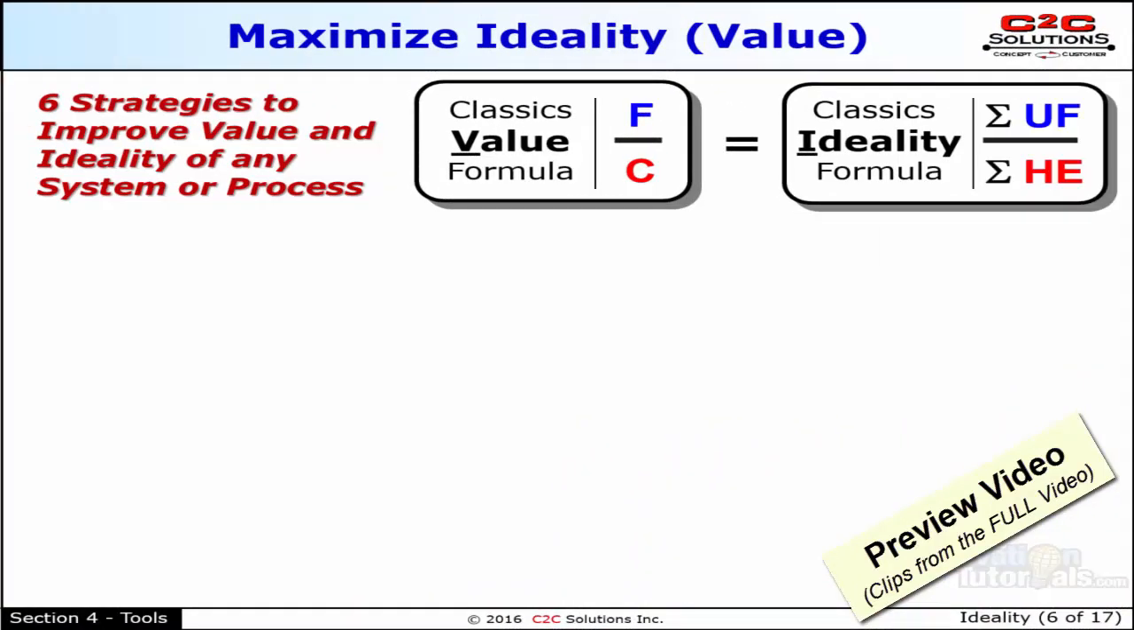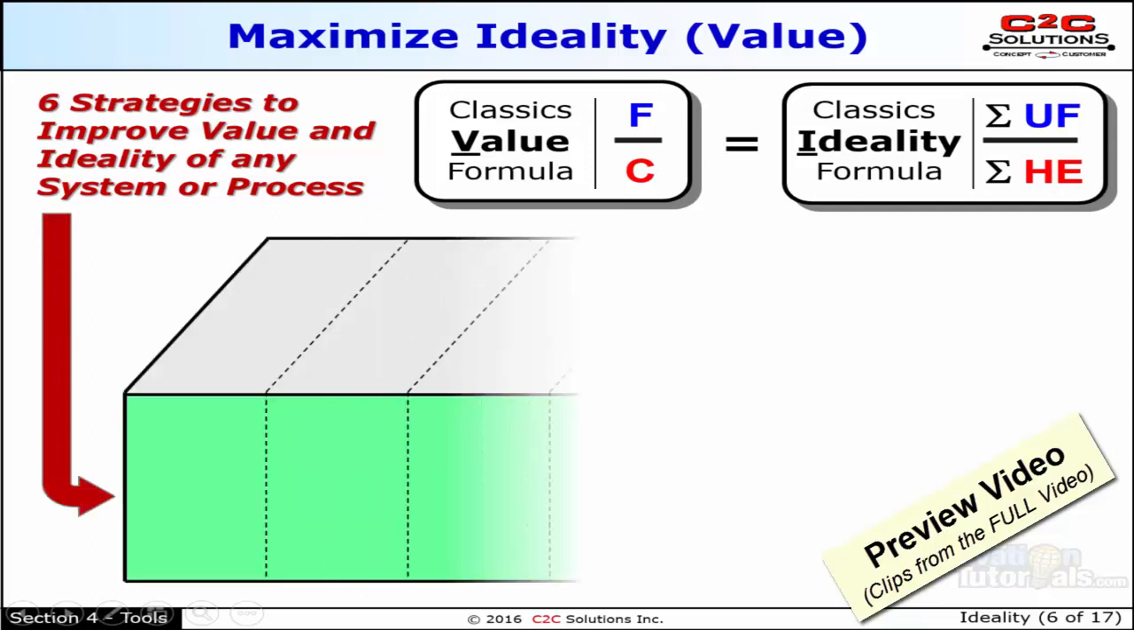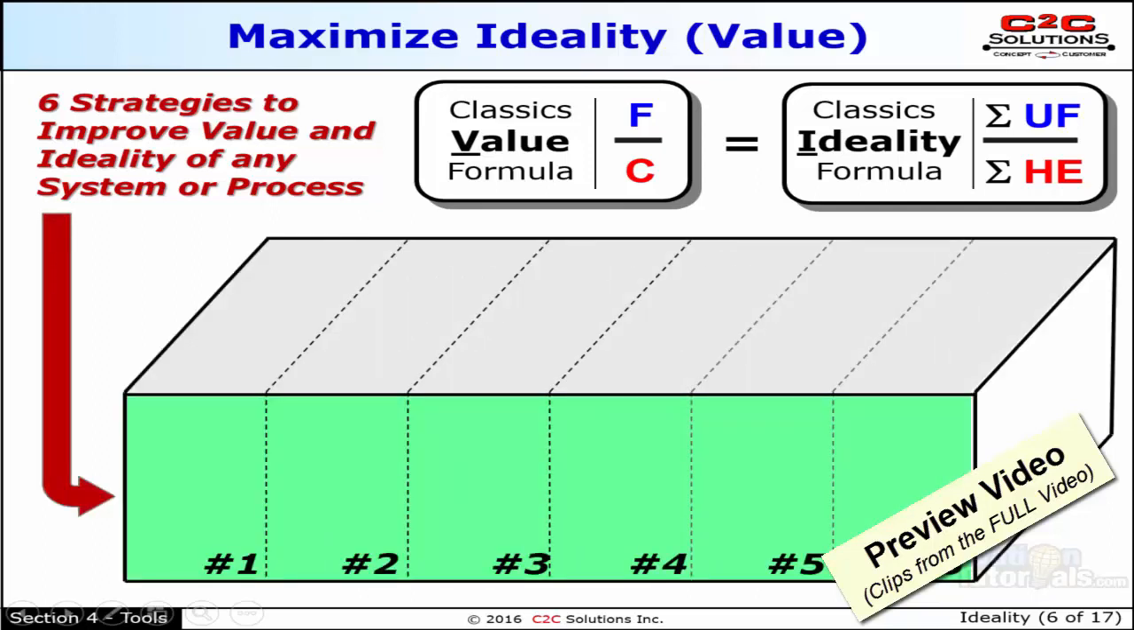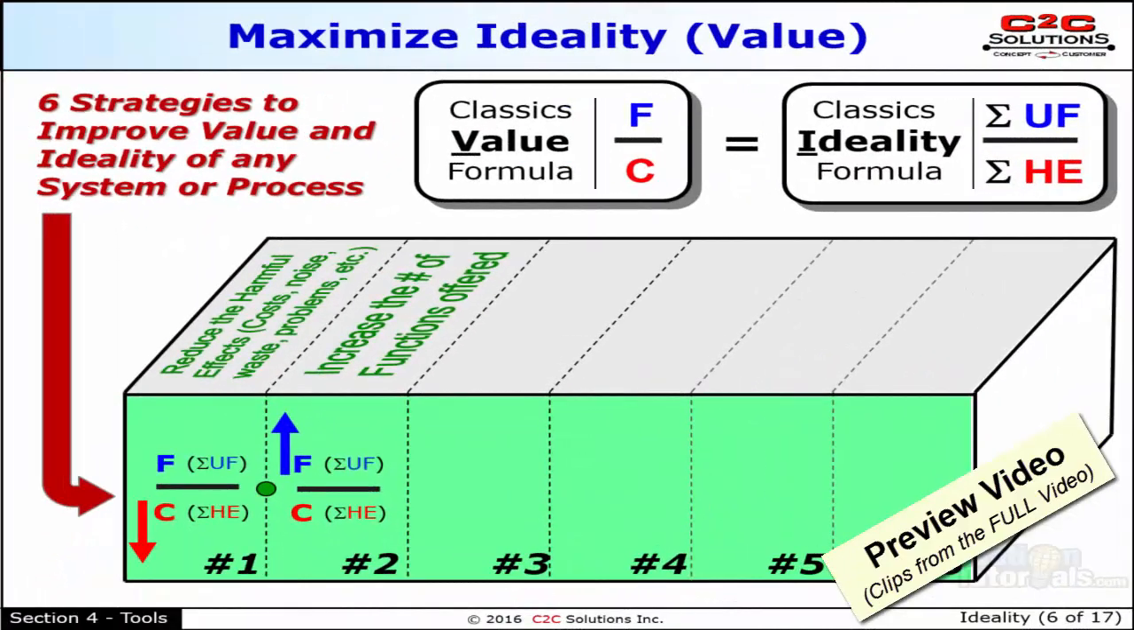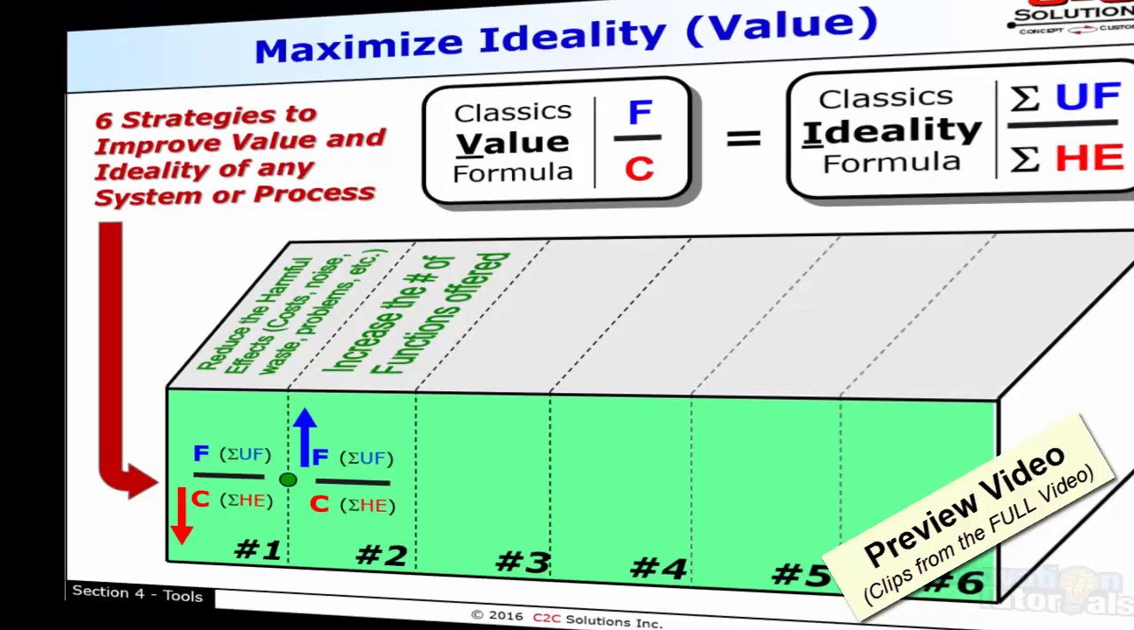So given that we understand the concept of value and ideality and the equations or the formulas, there are 6 different things that you can do to improve value. The interesting thing is people don't think of all these 6 different ways to approach value. As a matter of fact, people think that the main thing that you have to do is just get rid of cost. Instead of a 5-function system, I'm going to offer a 6-function system at the same cost. If I can do that, that's better value.